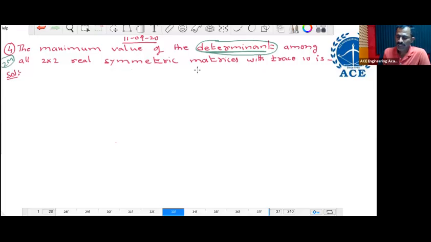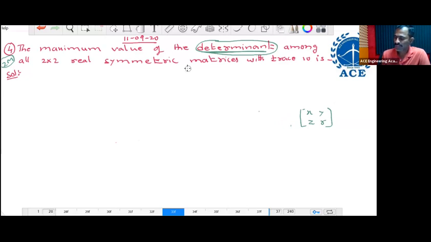Among all 2 by 2 real symmetric matrices, a 2 by 2 symmetric matrix that is real. All the elements in the matrix should be real. First of all, the general form of a 2 by 2 matrix is A, B, C, D, or we can take X, Y, Z, or like this. Anyone we can take. Let us take X, Y, Z, R. It is the general form of a 2 by 2 matrix. Let us suppose X, Y, Z, R are real elements, so it is a real matrix. Next, we require the symmetric matrix.